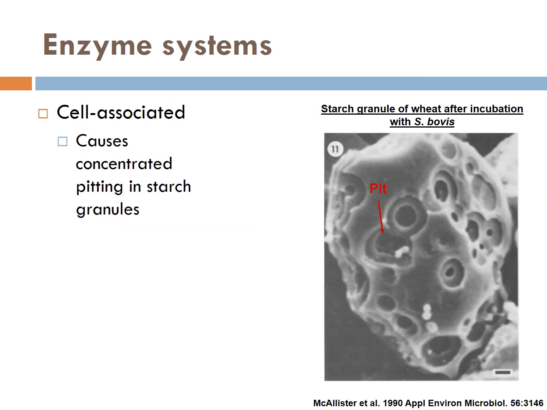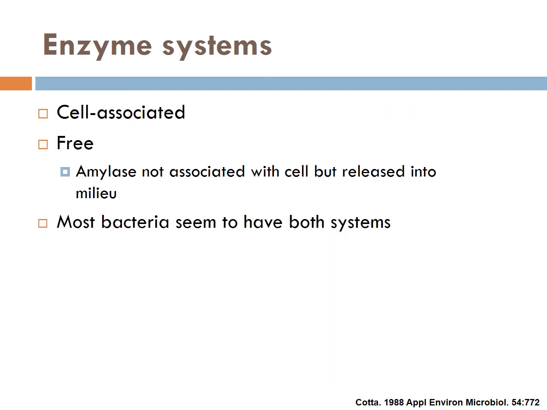These cell-associated systems cause concentrated pitting in starch granules. You can see this in a starch granule of wheat after incubation with Strep bovis, with one of the pits pointed out to you. This is a good way to visualize the action of this system. Free amylases are also present. They're not associated with the cell, but rather released into the milieu. Most bacteria seem to have both systems.